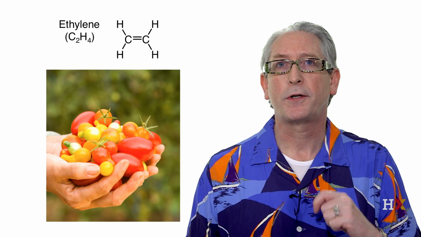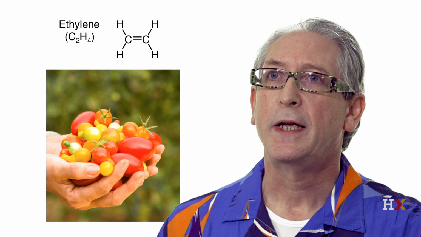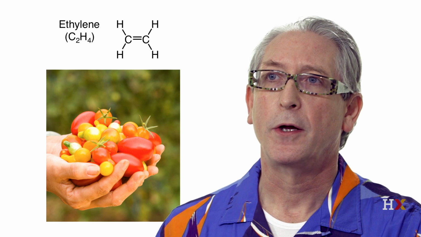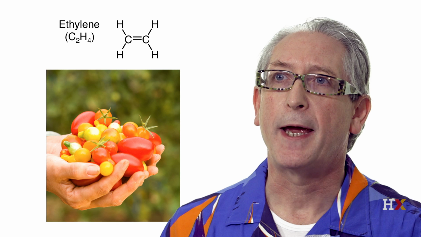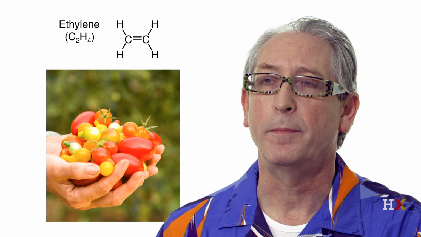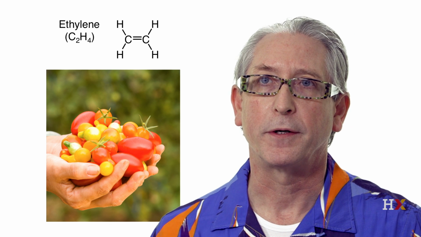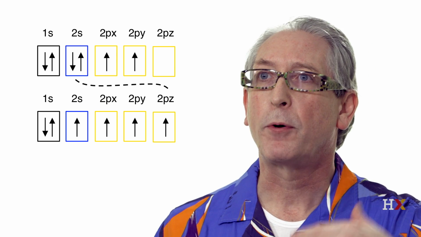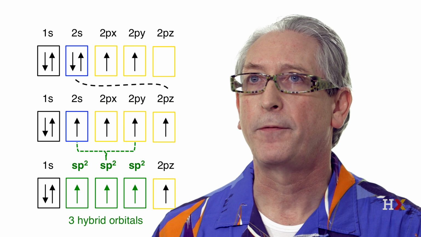In biomolecules such as ethylene, a plant hormone controlling the ripening of fruits, each carbon bonds 3 atoms, 2 hydrogen and the other carbon. In this case, electrons have to rearrange differently around the carbon atom. In other words, a different type of hybridization occurs. Once again, one electron from the 2s orbital is promoted to a 2p orbital. However, only 3 and not 4 hybrid orbitals are formed.